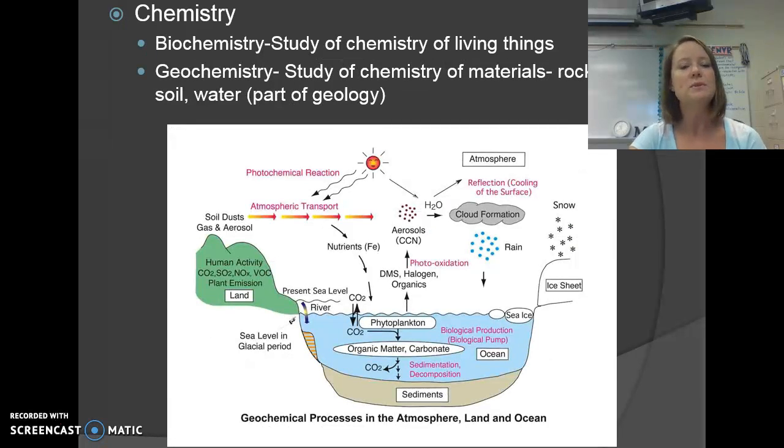Chemistry, mainly what we do is biochemistry and geochemistry. The prefix bio means life, like biology is the study of life. So biochemistry is the chemistry of living things. Geochemistry, the prefix geo means earth or rock. So we're looking at the chemistry of the materials that the earth is made of. So that's also part of our geology unit.